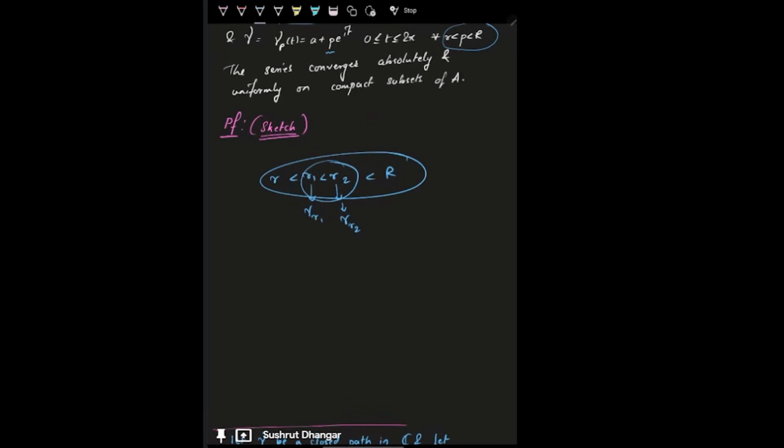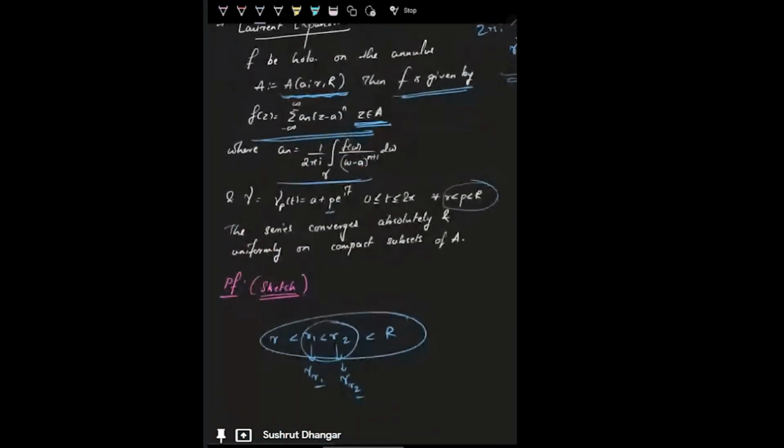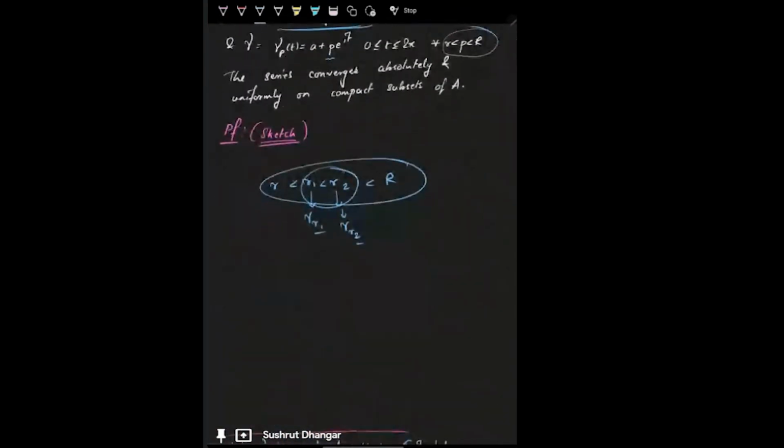We are actually concerned with the boundary points, that is the points lying on gamma Ri. Now since from lemma 2 we know that the function f(z) is equal to 1 by 2 pi i integral over gamma 1 of f(w) by w minus z dw, minus 1 by 2 pi i integral over gamma 2 of f(w) by w minus z dw.